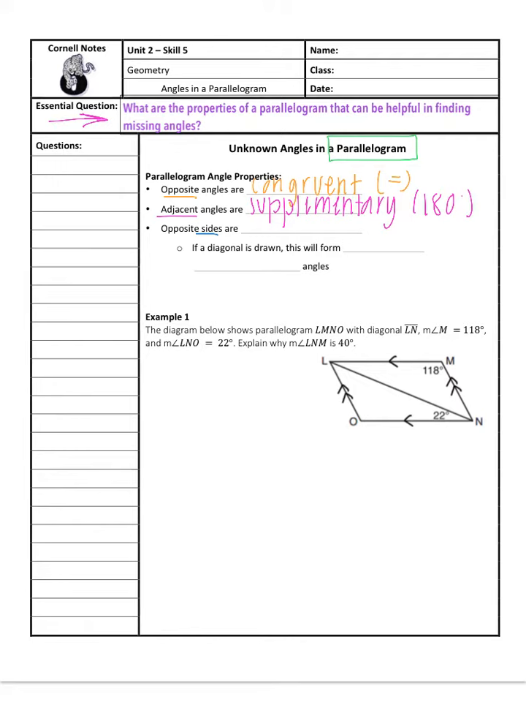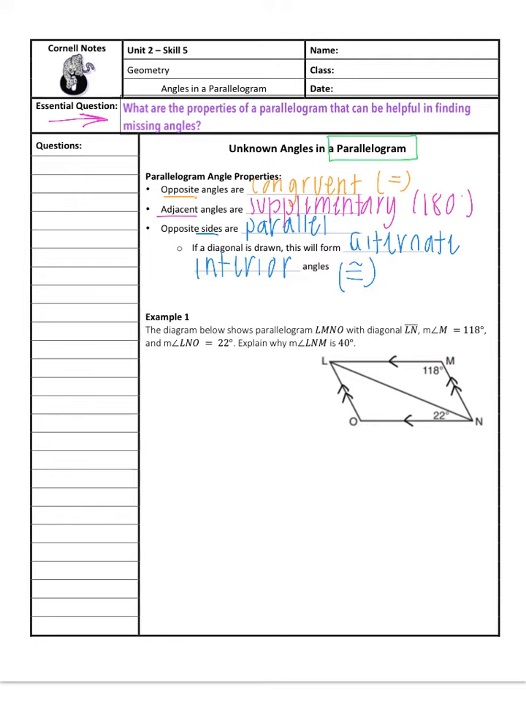But then this one focuses on opposite sides. Opposite sides in a parallelogram are parallel, hence the name parallelogram. And because they're parallel, if a diagonal line is drawn, similar to what we have in this example 1 down here, it's going to form alternate interior angles, and again remember that those angles are also congruent or equal.